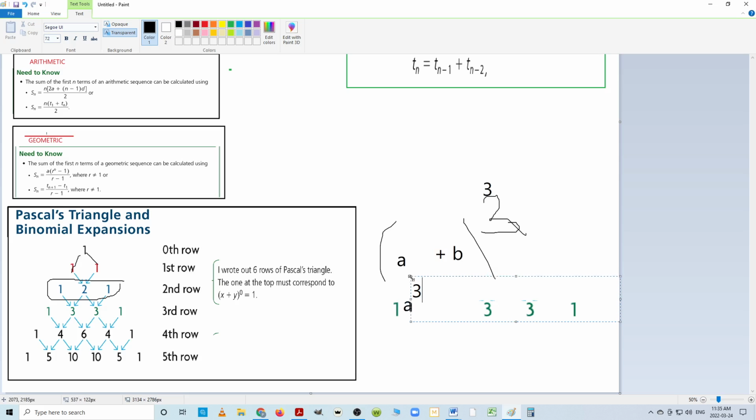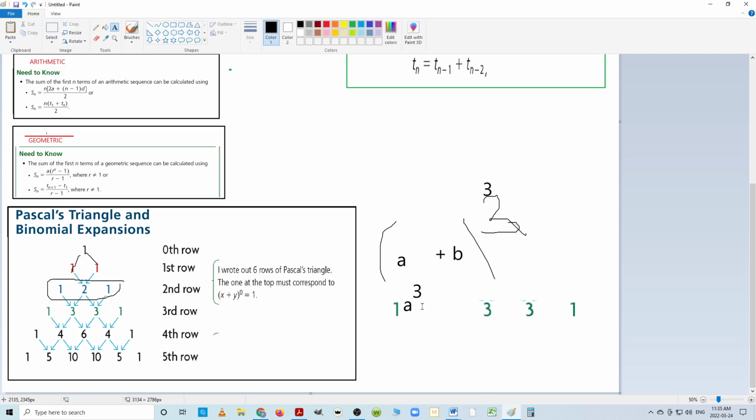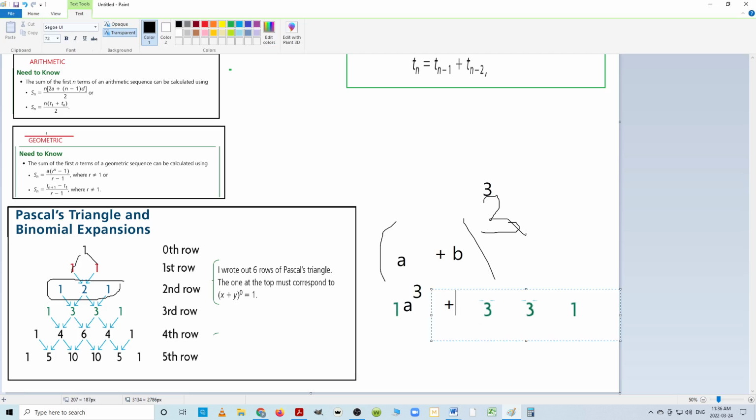And you might say, what about the b? Well, technically there's a b there, and it's b to the 0. But we don't write b to the 0. b to the 0 is 1. And then we have plus 3.